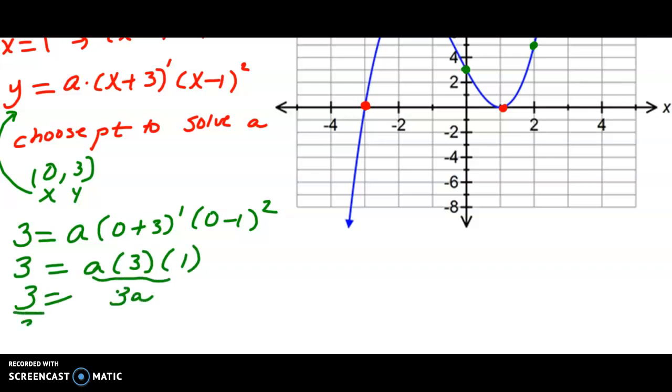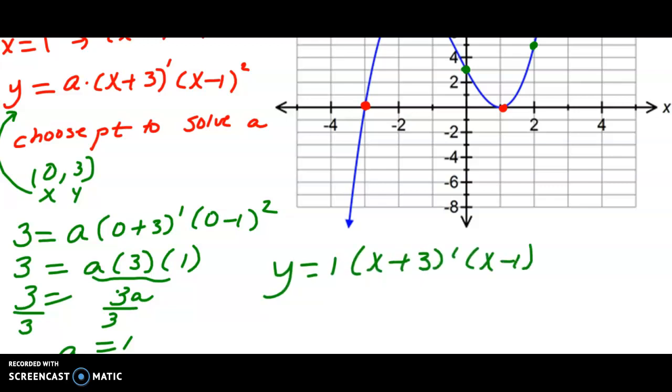We're going to isolate a by dividing by 3, and a happens to be 1. So my final answer is 1, x plus 3, and x minus 1 squared.